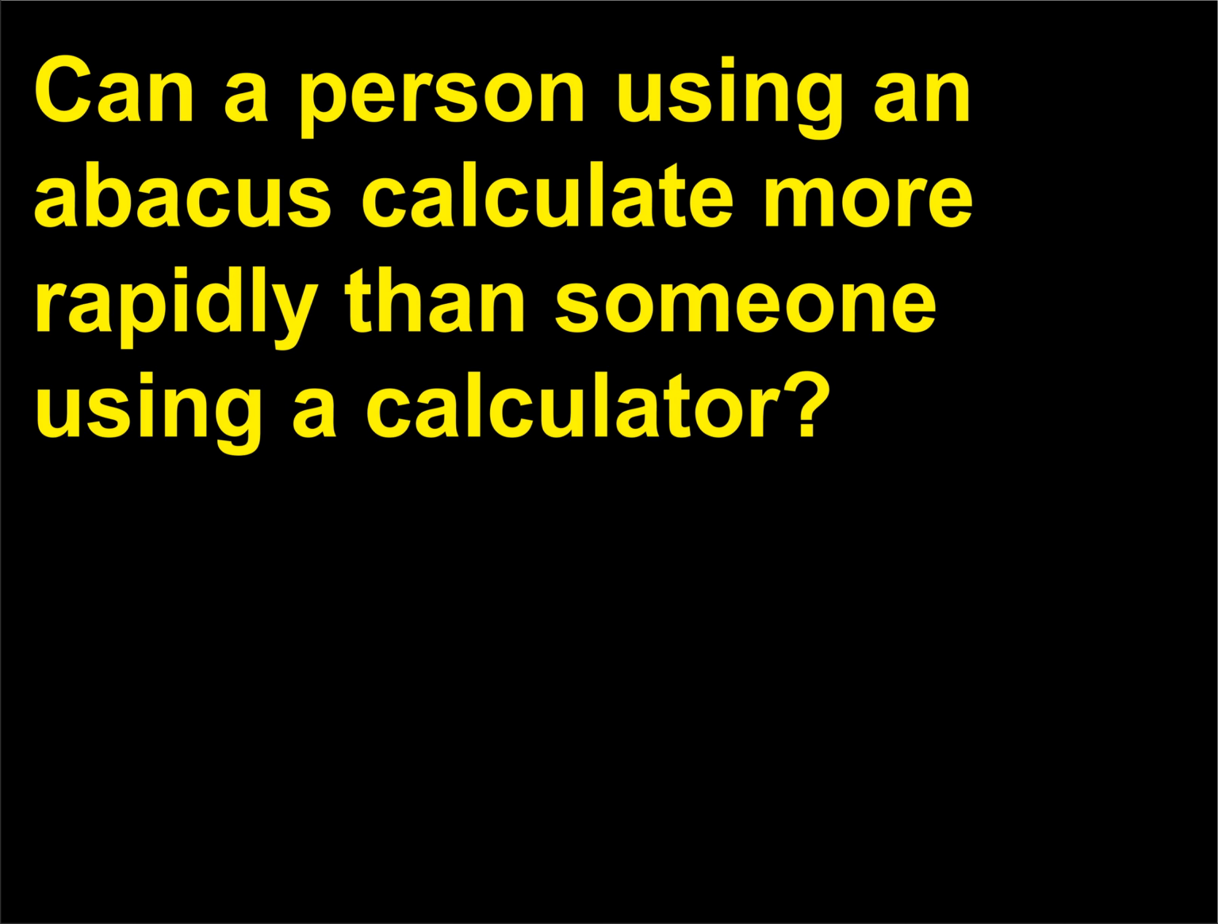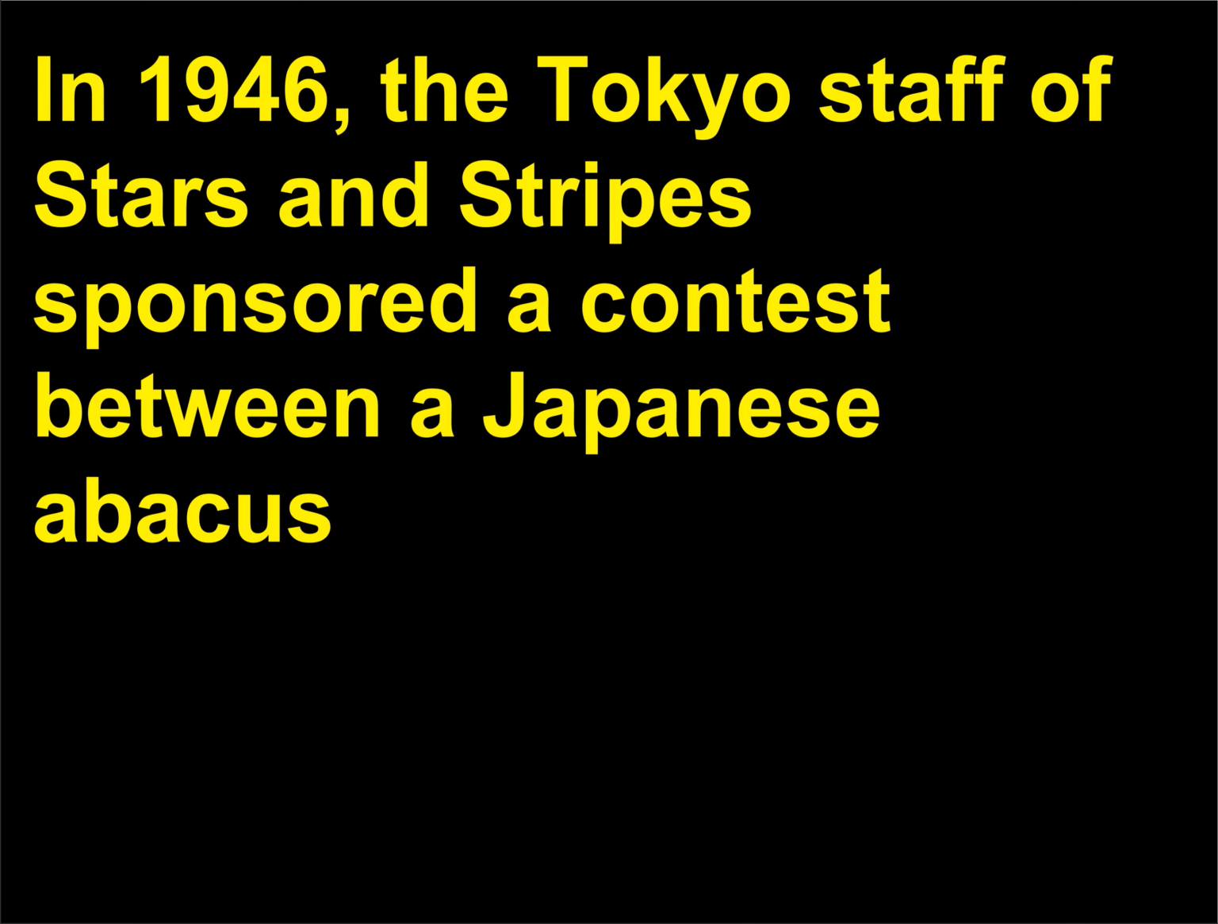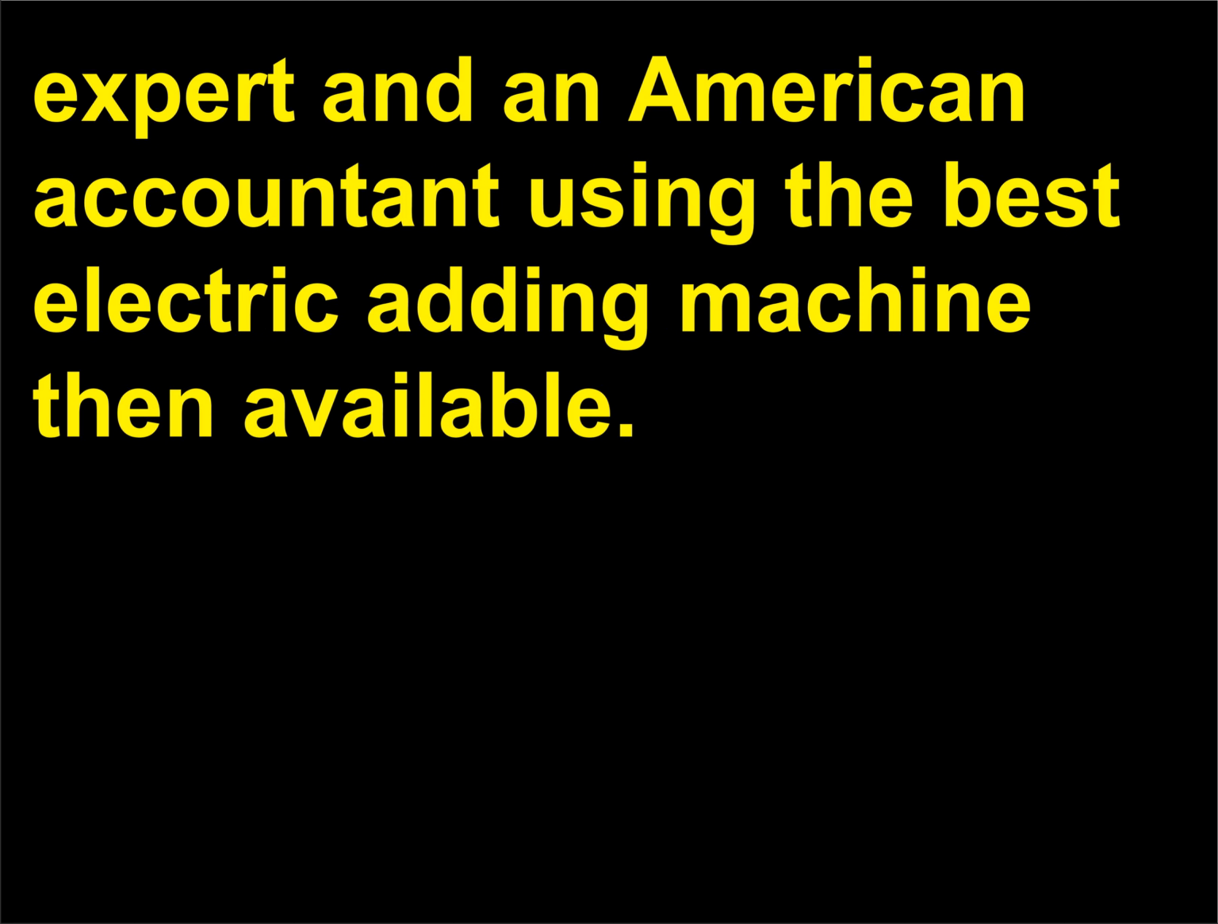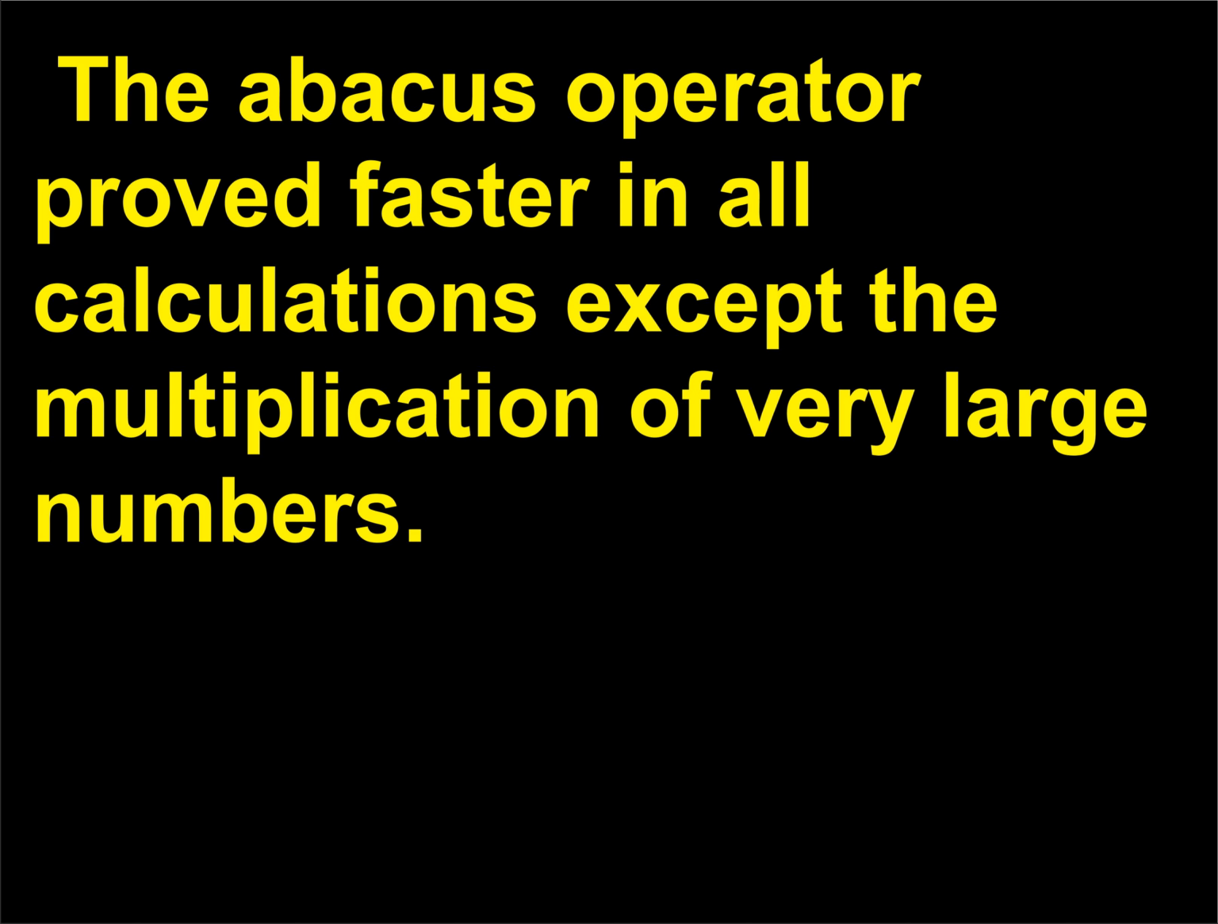Can a person using an abacus calculate more rapidly than someone using a calculator? In 1946, the Tokyo staff of Stars and Stripes sponsored a contest between a Japanese abacus expert and an American accountant using the best electric adding machine then available. The abacus operator proved faster in all calculations except the multiplication of very large numbers.